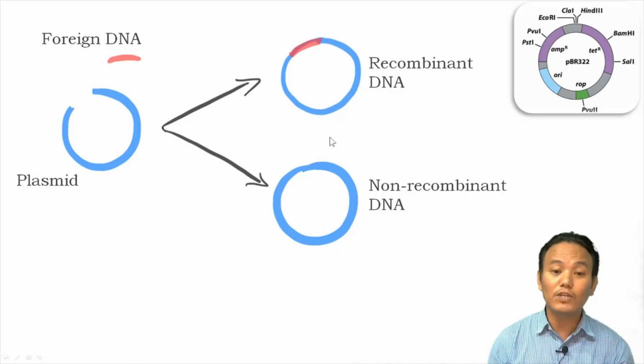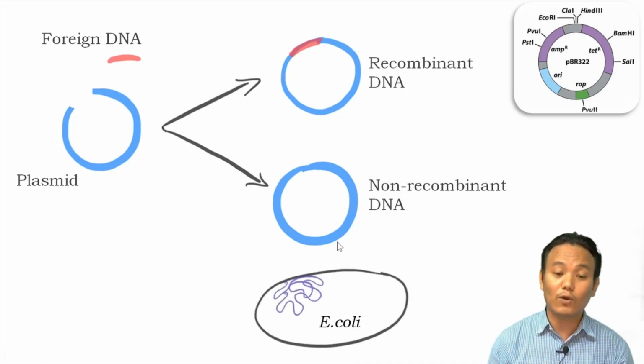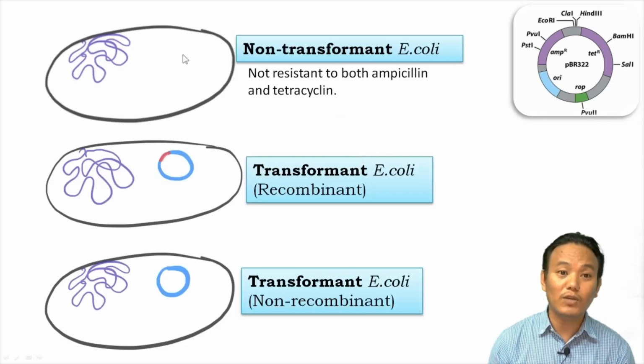And now when we introduce the bacterial host organism like E. coli into the mixture, what can the E. coli do? E. coli can either take in the recombinant DNA or the non-recombinant DNA, or it can take in none of the two, right? So this will result in the formation of non-transformants and transformants. So how do we identify non-transformants from transformants?